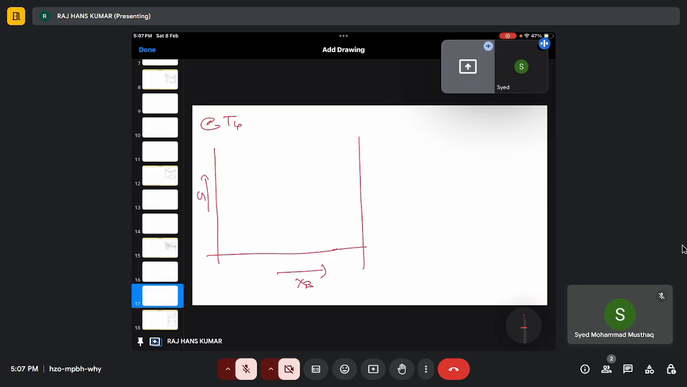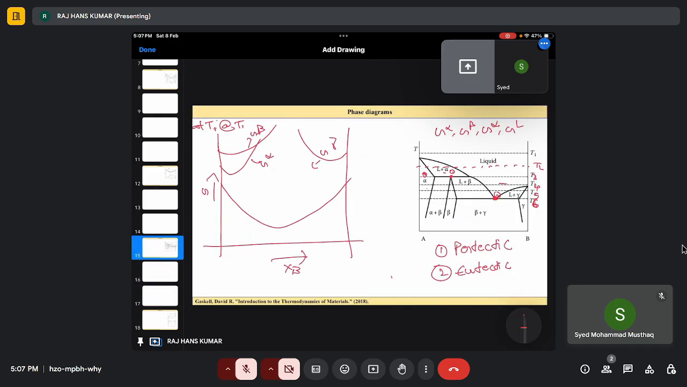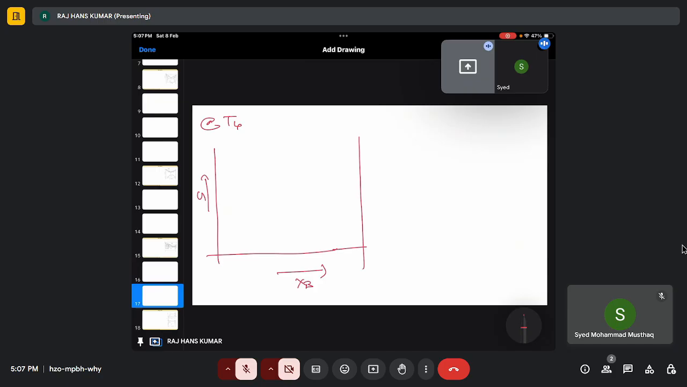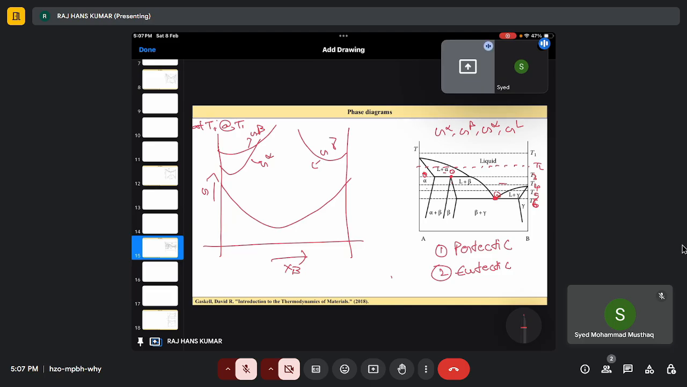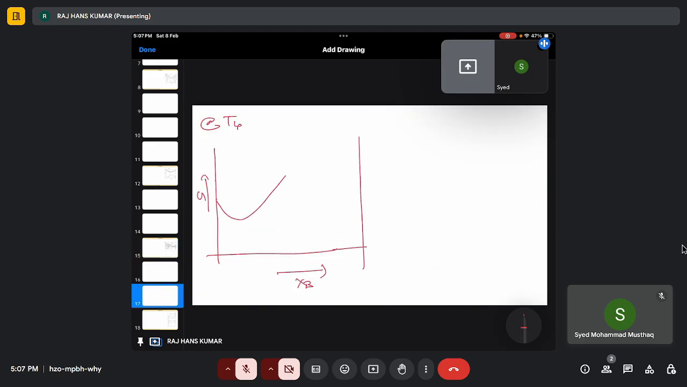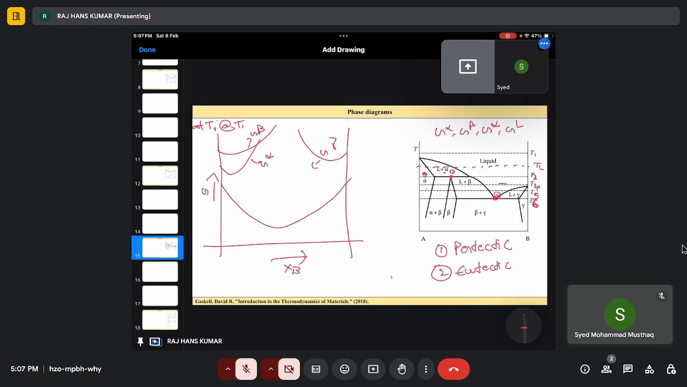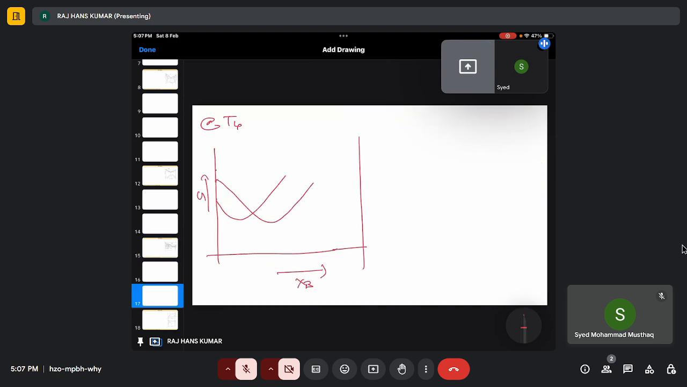Okay. Now, first I have alpha, then alpha plus beta. At first I have alpha, then I have alpha plus beta, then beta, and then liquid plus beta. Then I have liquid plus beta again, then liquid plus beta, right? So liquid.